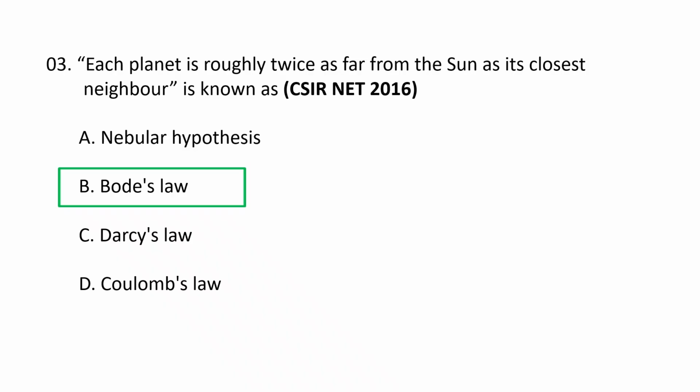Bode's law. The phrase each planet is roughly twice as far from the Sun as its closest neighbor is known as the Bode's law or the Titius-Bode law. It is an empirical formula suggesting a relationship between the distances of planets from the Sun, where each subsequent planet is roughly double the distance of the previous one.